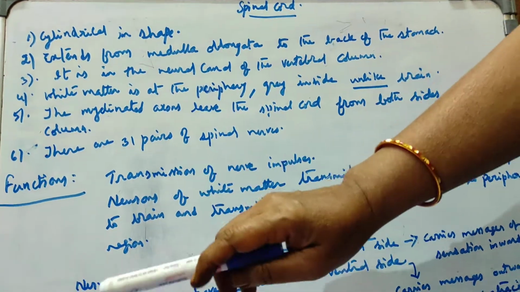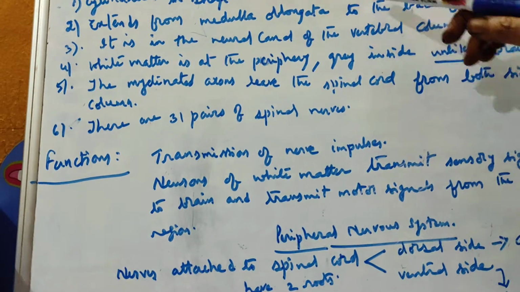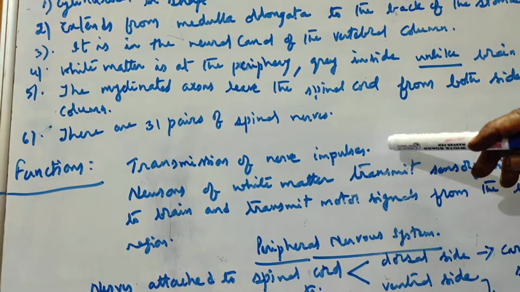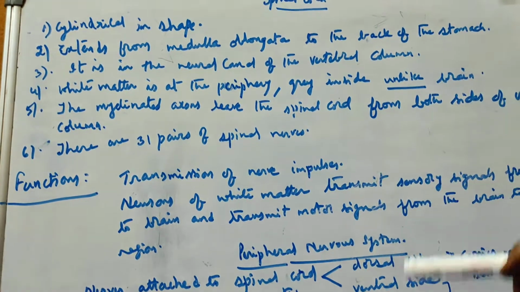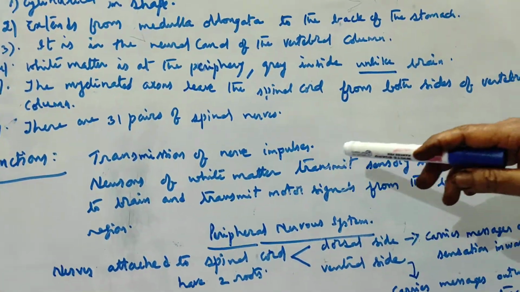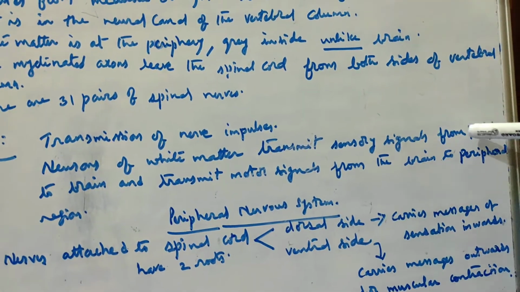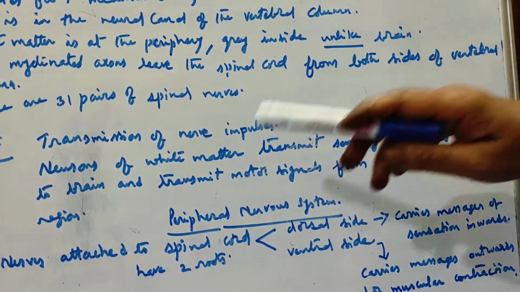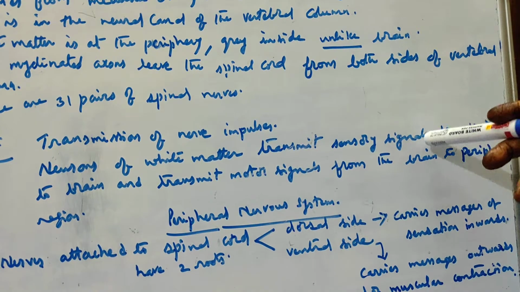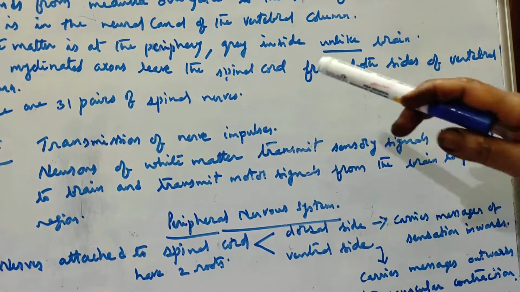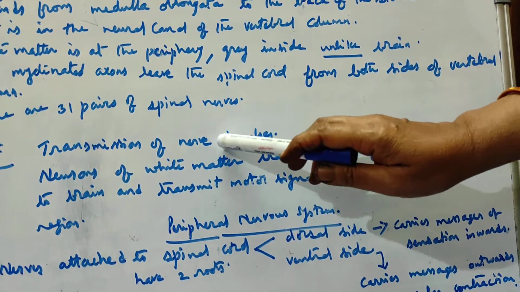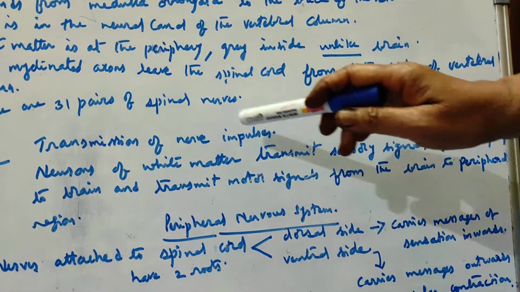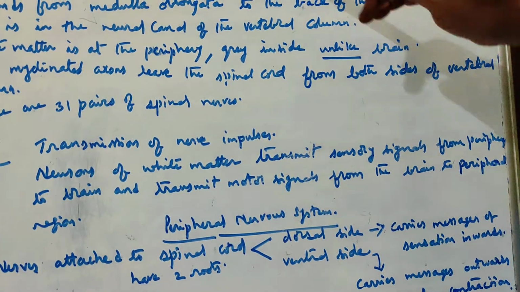Then the functions. The main function of the spinal cord is the transmission of nerve impulses. Neurons of white matter transmit sensory signals from the periphery to the brain and transmit motor signals from the brain to the peripheral region. So both motor as well as sensory transmission take place, and the impulses are carried by the spinal cord itself.